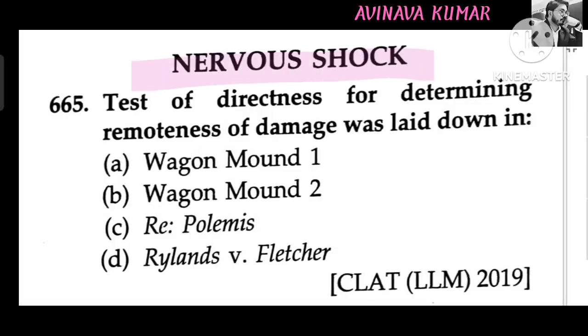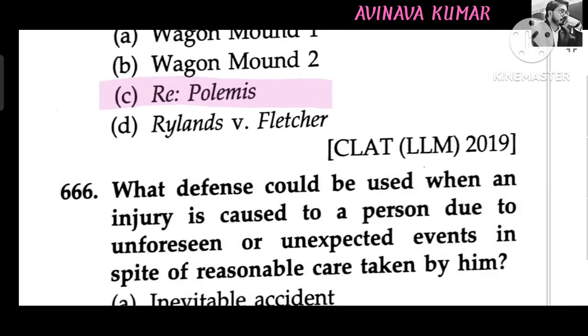Nervous shock. The test of directness for determination of remoteness of damage was laid down in the case of Polemis.